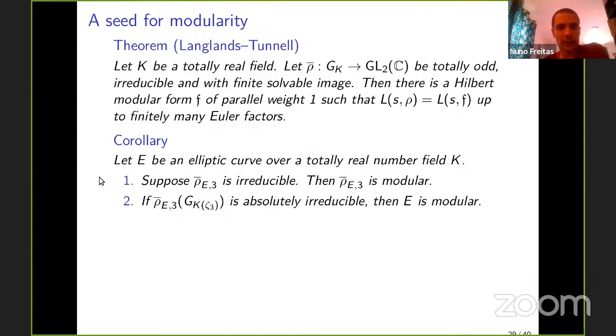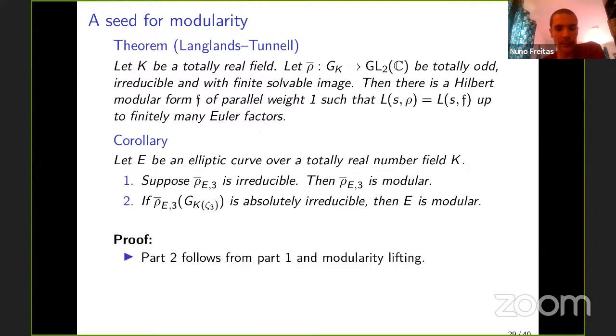And a corollary of this is that if we start with an elliptic curve E over K and the mod 3 representation is irreducible, then the mod 3 representation is modular. And if we put this together with modularity lifting, then if the mod 3 representation has image which is sufficiently large, then the elliptic curve is modular. Okay. So part 2 of this corollary follows from part 1 and modularity lifting.